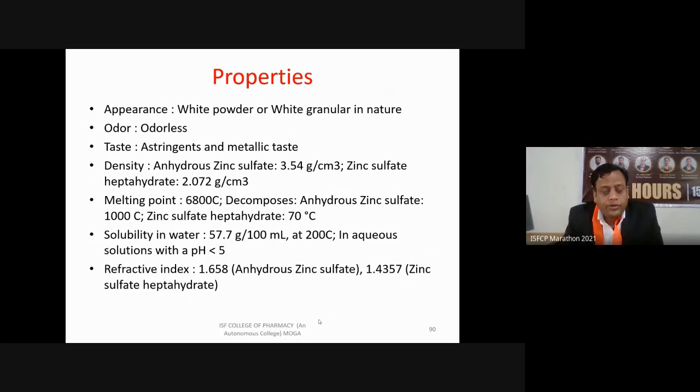If we discuss properties, zinc sulfate is a white powder or white granular in nature. It is odorless, with an astringent and metallic taste. Anhydrous zinc sulfate has a density of 3.54, but its heptahydrate form has a density of 2.073. Melting point is 680 degrees, and it decomposes into anhydrous zinc sulfate, which has a melting point of 1000 degrees, and its heptahydrate form has a melting point of 70 degrees centigrade. It is soluble in water, and its refractive index is 1.658, and its heptahydrate form has a refractive index of 1.4357.